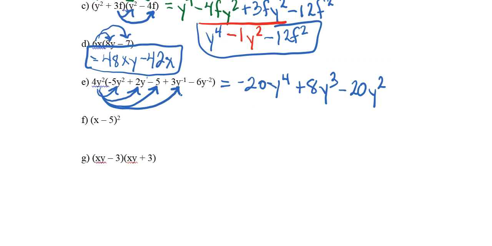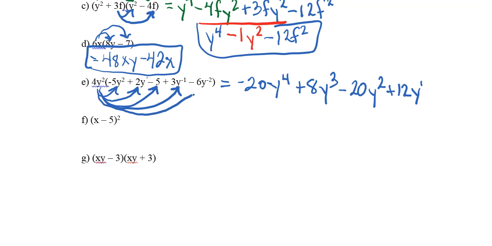4y squared times 3y to the negative 1. 4 times 3, that's 12. Now I'm still adding exponents, so I'm adding a 2 and a negative 1. Well, 2 plus negative 1 is just 1. So this is y to the first. Now you don't need that one, I'm just showing it so you can tell what I did.